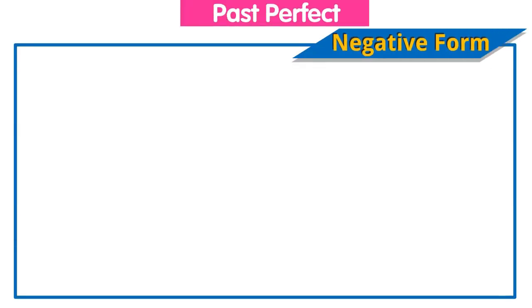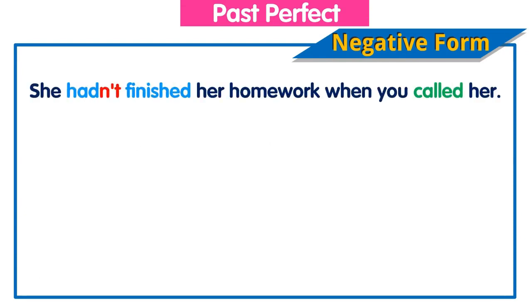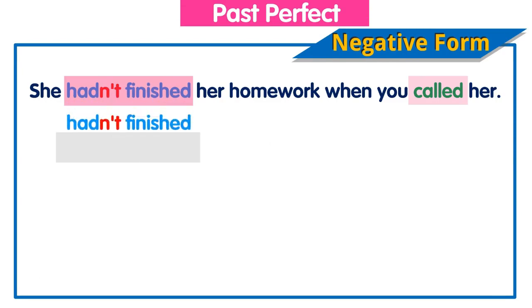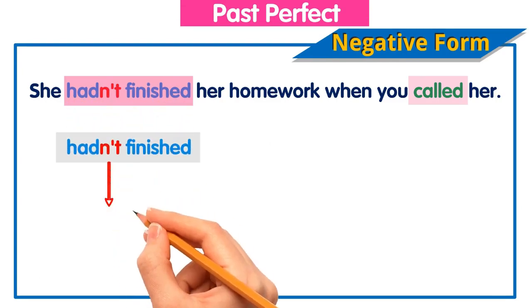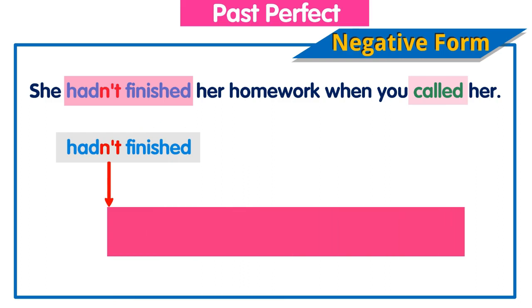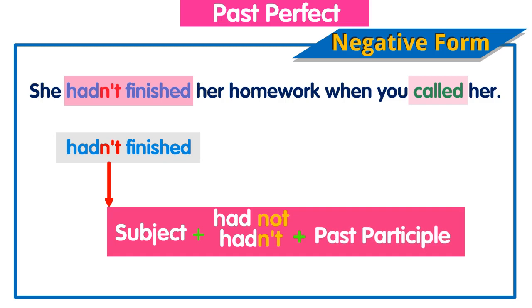Now we move to the negative form, which means saying not. For example, she hadn't finished her homework when you called her. In this sentence here, we have two verbs again, but we are interested in hadn't finished. So in this hadn't finished, we have subject plus hadn't or had not plus past participle. And this is the rule of the negative form of the past perfect.